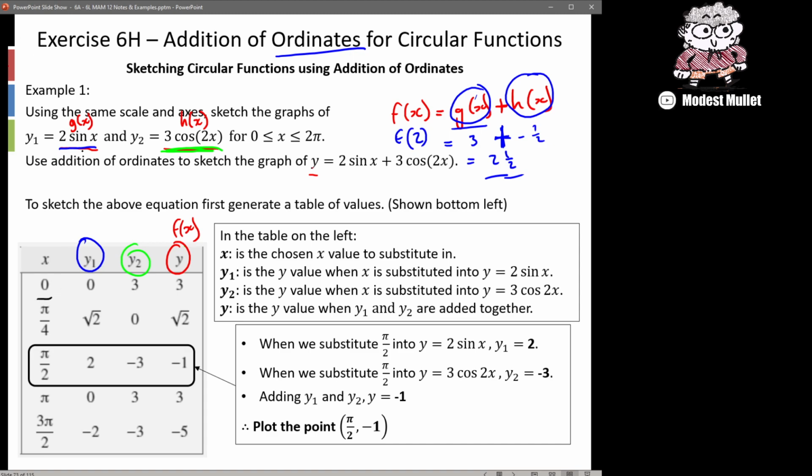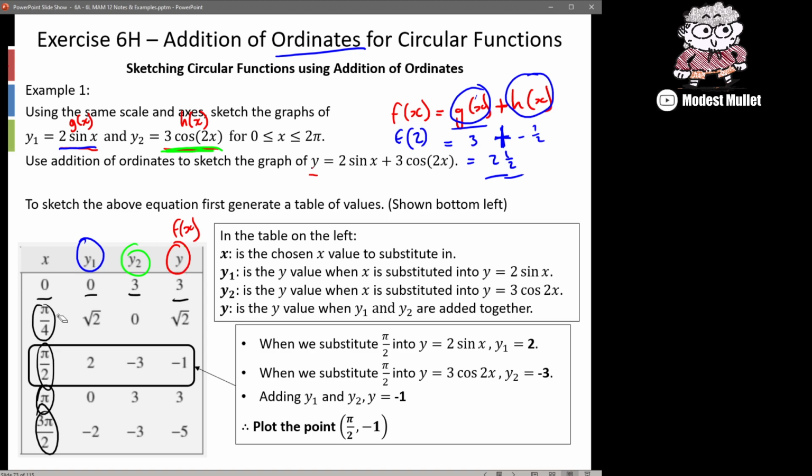So by substituting in 0, if I substitute 0 into y1, I get 0. If I substitute it into y2, I get 3. Add those together, my final result is, of course, 3. And I can do that again over and over for a variety of inputs.